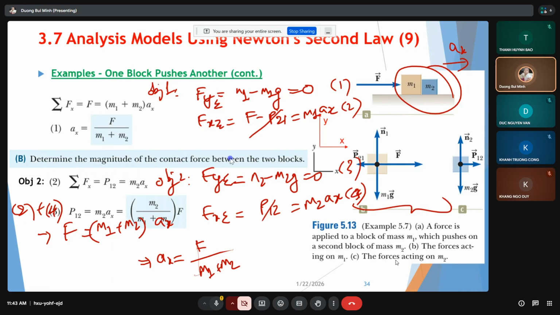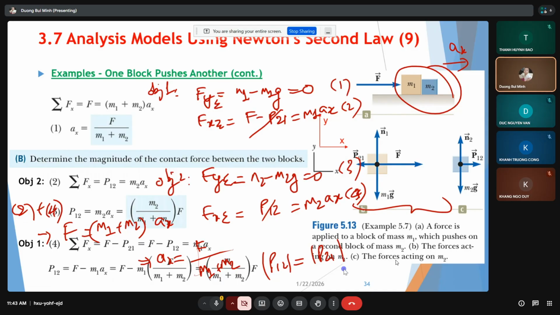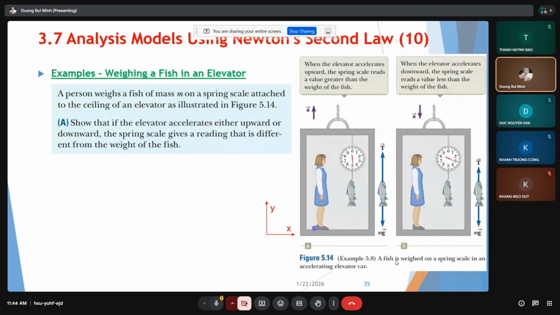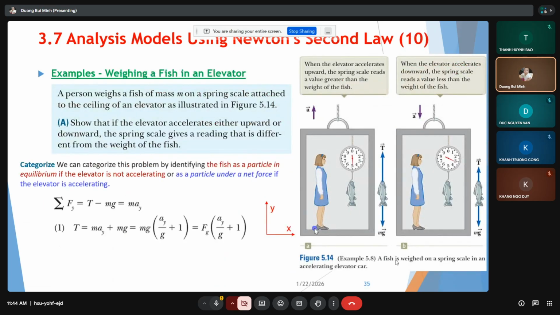That means we need to calculate B12 and B21. We just calculate one because we know B12 equals B21. If we consider object 2, we can get B12 calculated by these formulas. And if we consider object 1, you can get B12 is also calculated by this one. The same, it's up to you. And if we know B12, you can get B21 because the magnitudes of the two will be equal. Okay, so one more example.